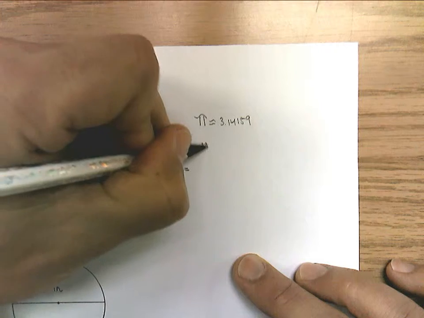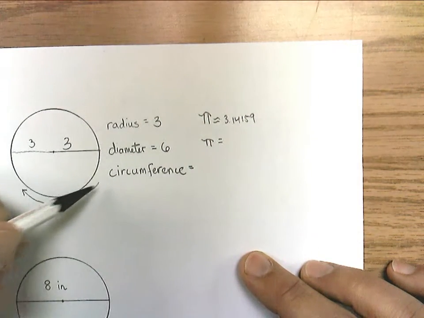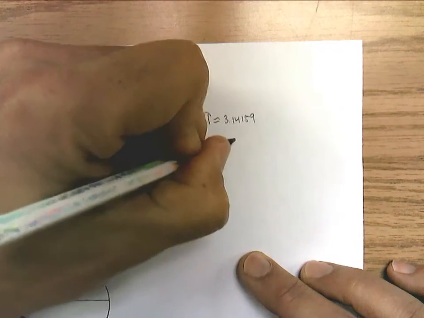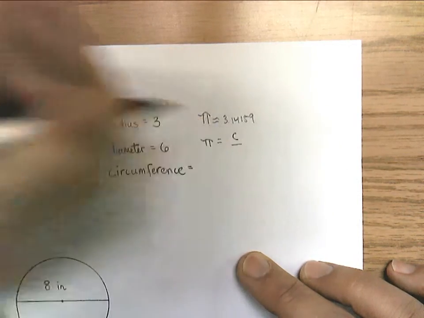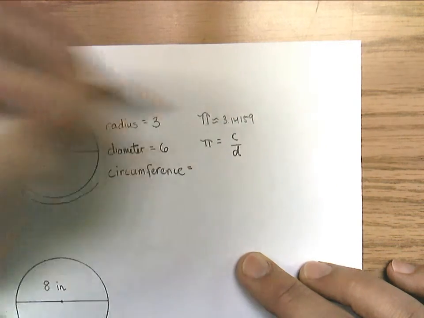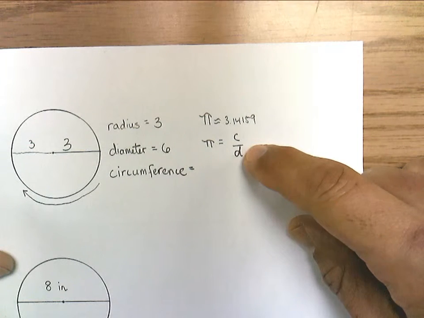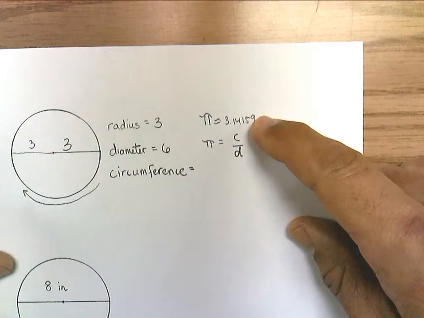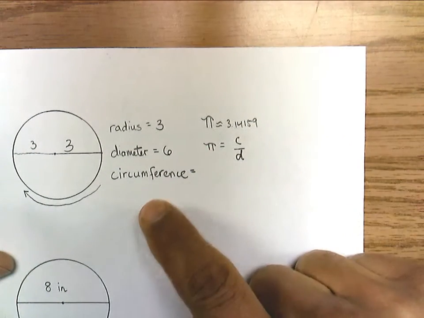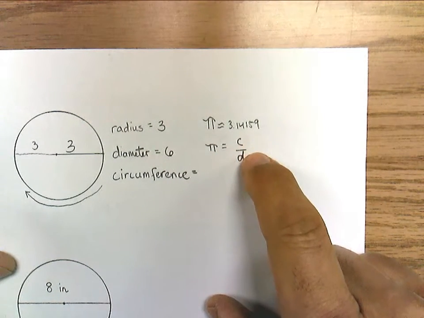Well, the way you get pi is you take the distance around a circle, which I said was the circumference. I'll just call that c. And you divide it by the diameter of the circle. So when you take the distance around a circle and you divide it by the distance across a circle, you get this number 3.14 and so on. Well, we have all the parts here. We have pi, circumference, and diameter.